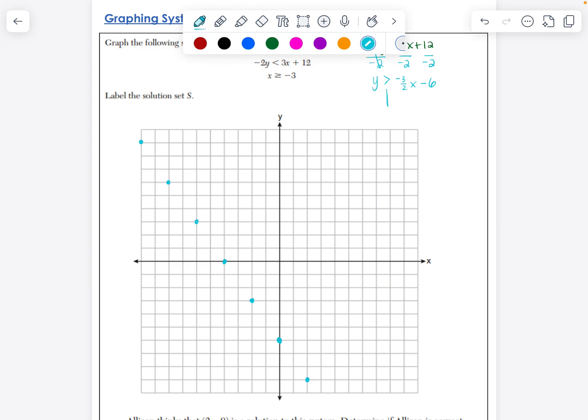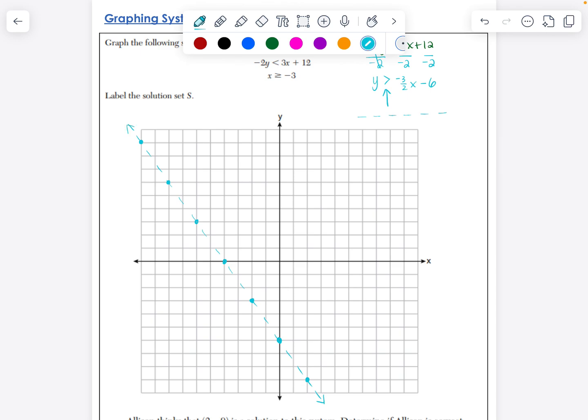and you see that this is a symbol that is going to have a dotted line when you connect them, not a solid line when you connect them. So be as accurate as you can when you're connecting your dots with that dotted line. Make sure we put an arrow at the end.